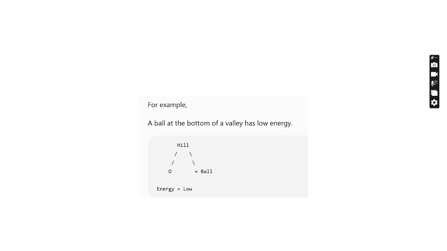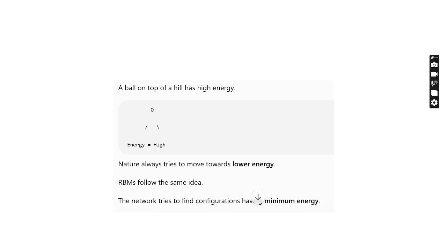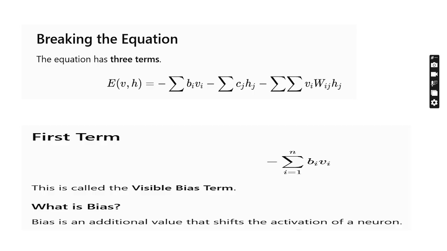A ball at the bottom of the valley has lower energy, meaning if we place the ball at the bottom of the valley, there is no change, there is only lower energy. So here the energy is low. When the ball is placed on the top of the hill, there is higher energy and it will flow down to the lower energy. So RBM follows the same idea. The network tries to find configurations having minimum energy.